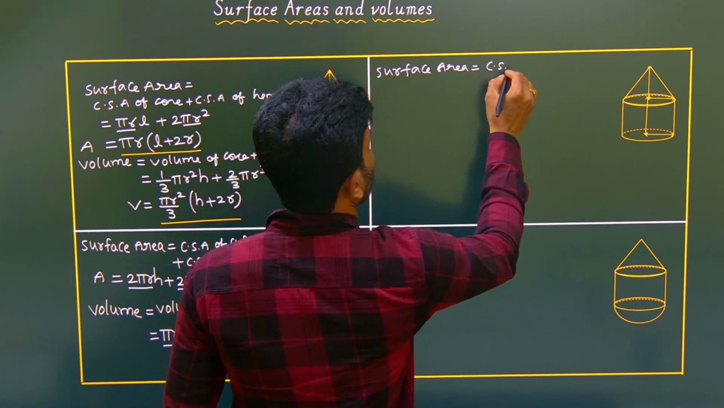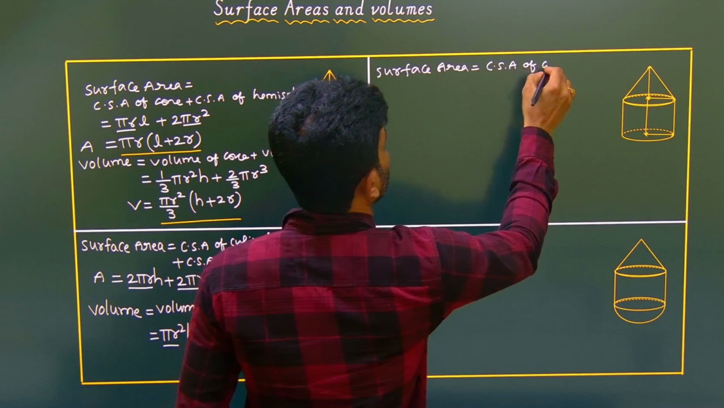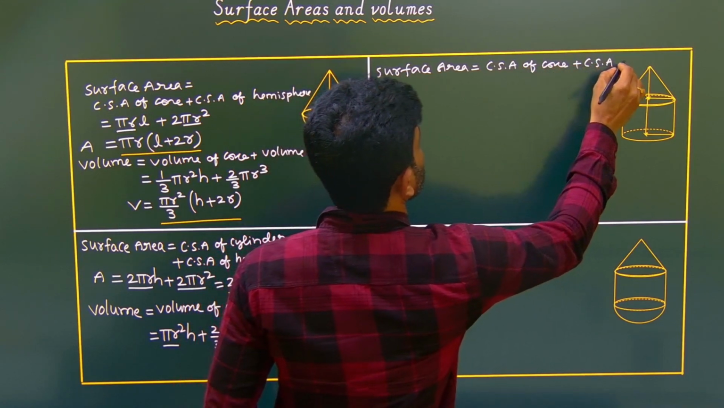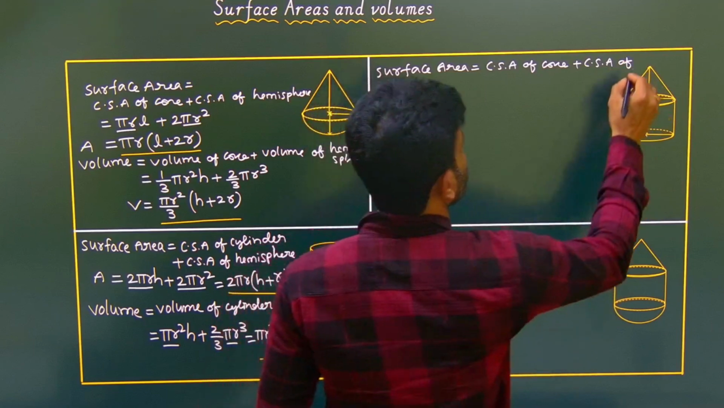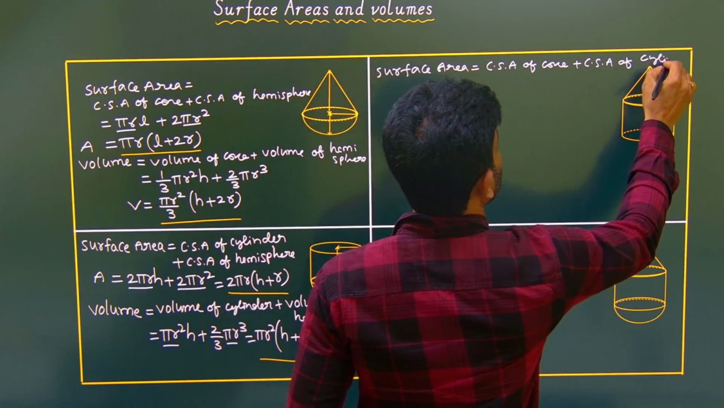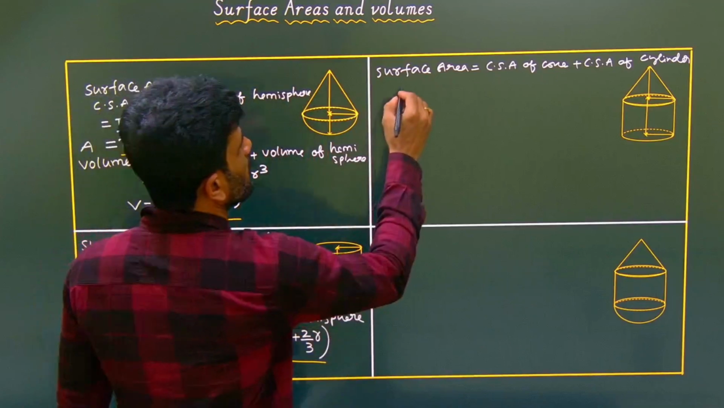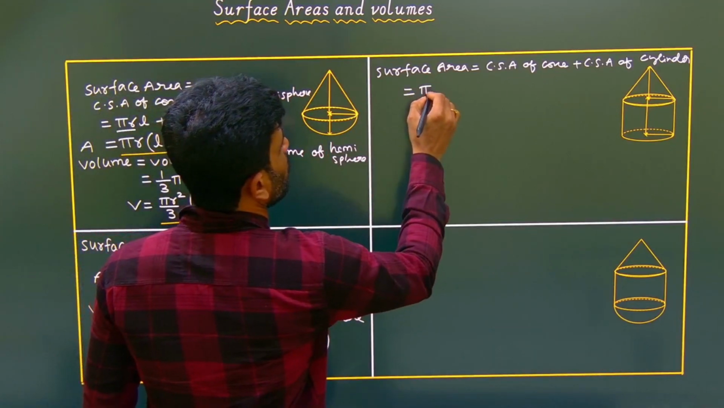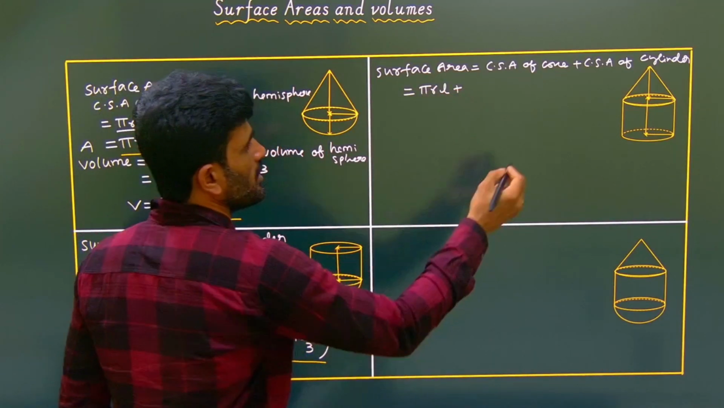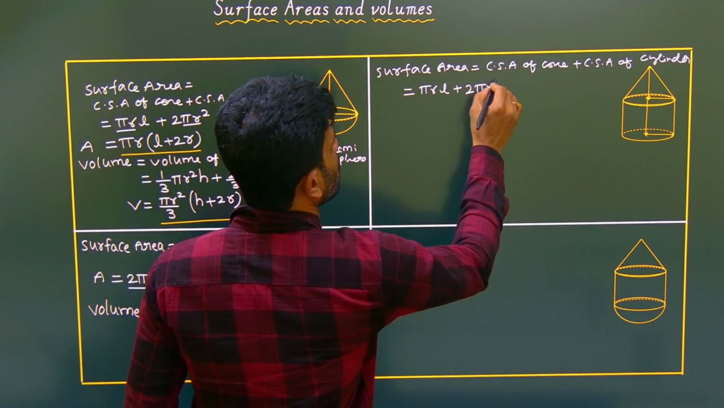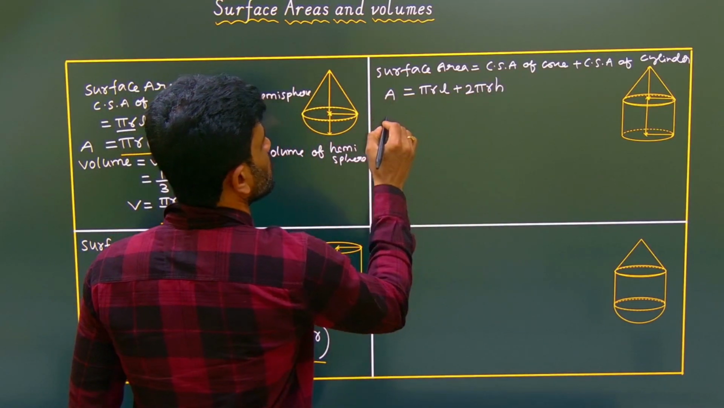So here, when we find the surface area, what do we have to do? CSA of cone plus CSA of cylinder. What is the CSA of cone? We know it is pi r L, plus the CSA of cylinder, which is 2 pi r h.